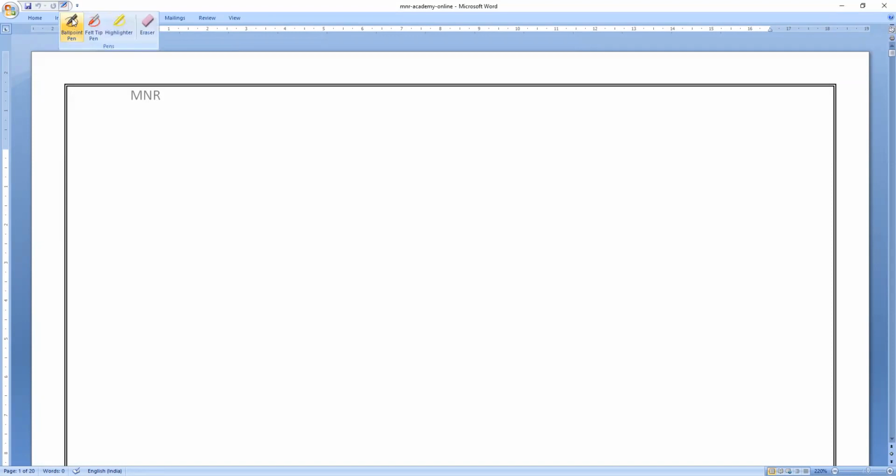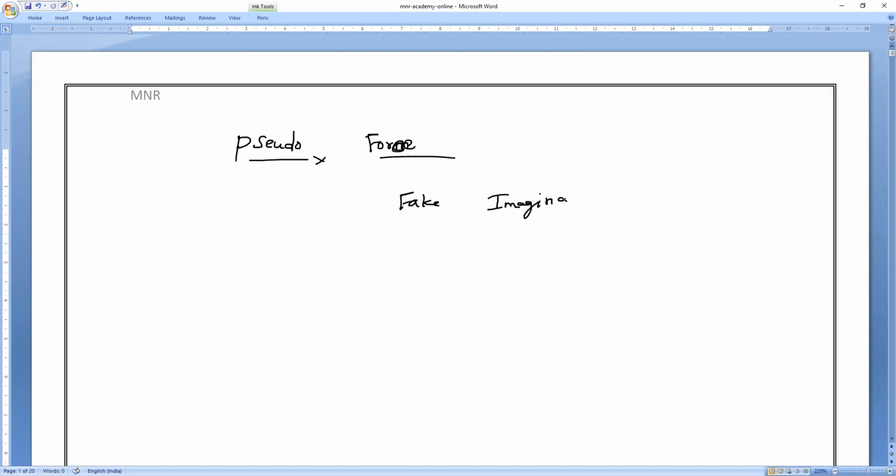So we'll continue with the pseudo force again. As we discussed already, what is pseudo force and when this pseudo force will come into existence. If you have noticed, this pseudo force is a fake force. It does not exist. We only experience it when we are in particular situations.